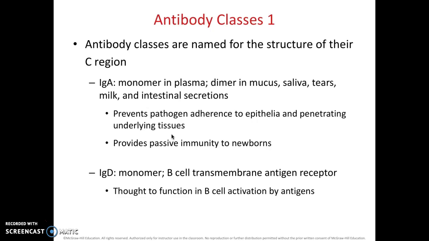The IgD molecule is a monomer, and it's not really known exactly what it does, but we think that it helps with B cell transmembrane antigen receptors. So it's thought to function in B cell activation by antigens so that it helps to trigger further immune responses. But honestly, we're not really sure what it does.